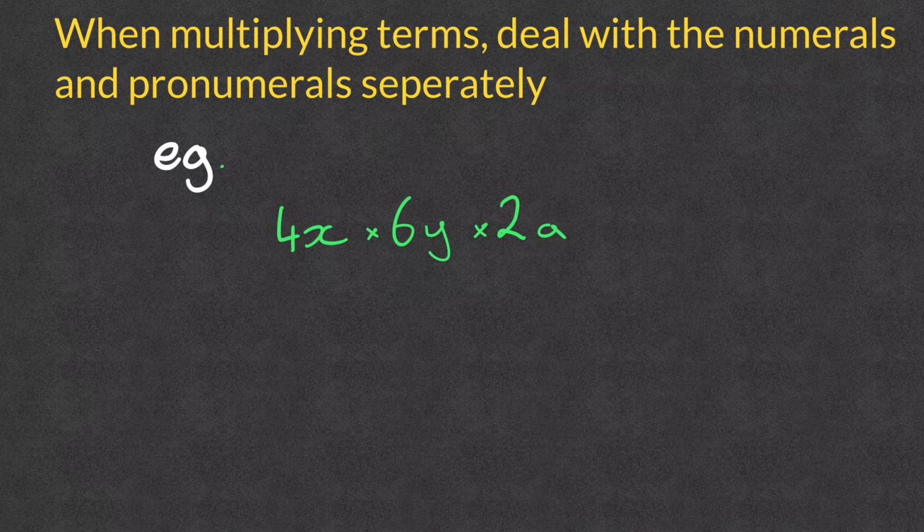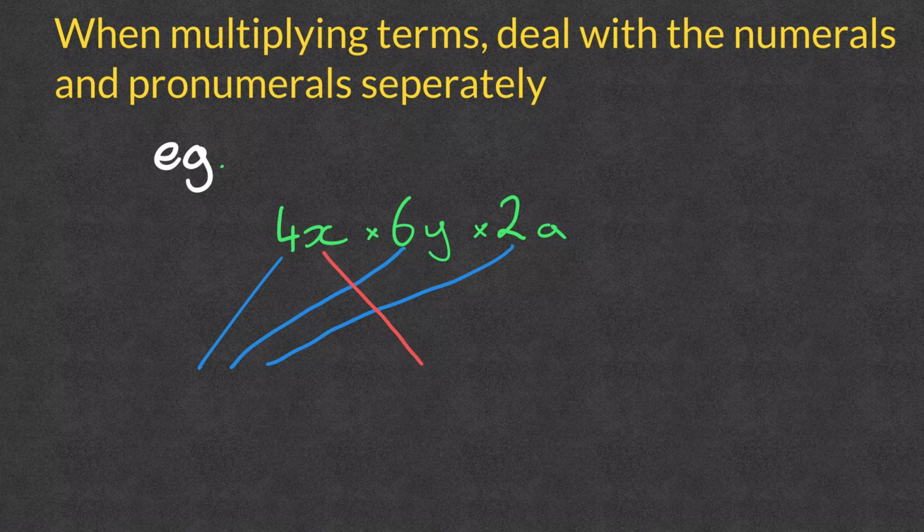So when we look at multiplying terms, this sentence says we deal with the numerals and the pronumerals separately. Your numerals are obviously your numbers, and your pronumerals are your letters, x, y, and a. We can't times these together because you can't times a number by a letter until you substitute a value in for the number. So we pull these out, deal with your numerals over here, deal with your pronumerals over that way.